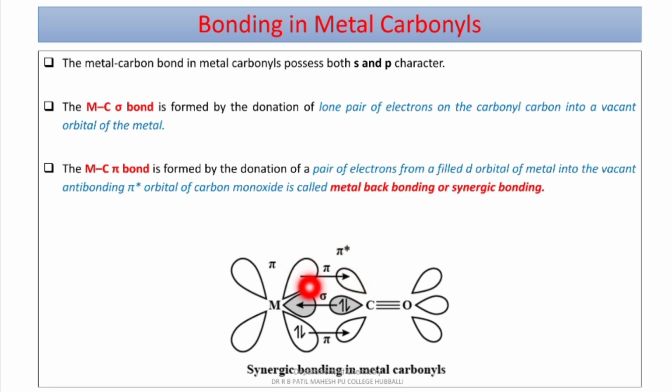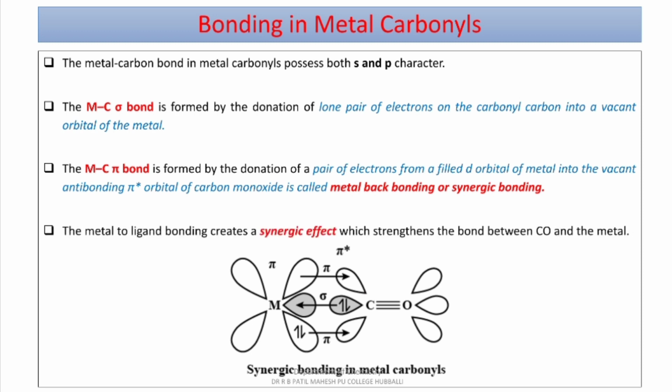There is a transfer of electrons from metal to vacant orbitals of carbonyl carbon, and that is called metal back bonding or synergic bonding. The metal to ligand bond creates a synergic effect, which strengthens the bond between the carbonyl group and metal.